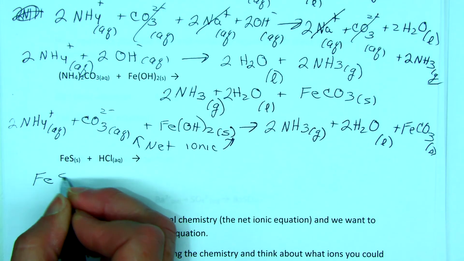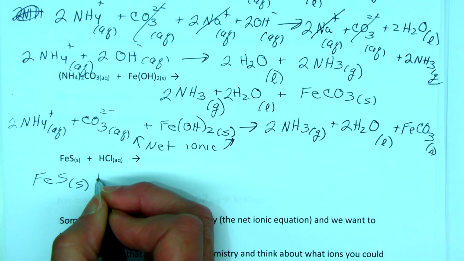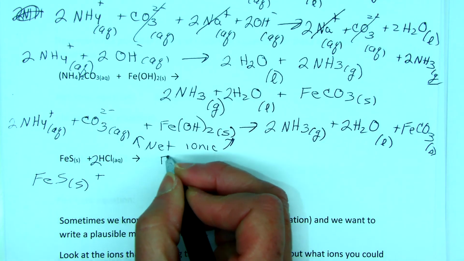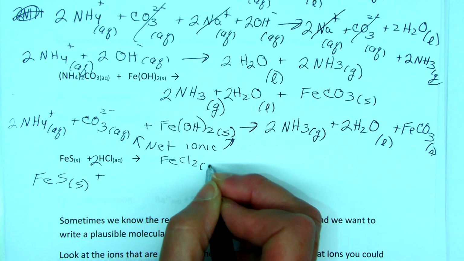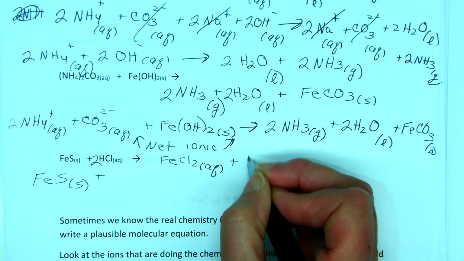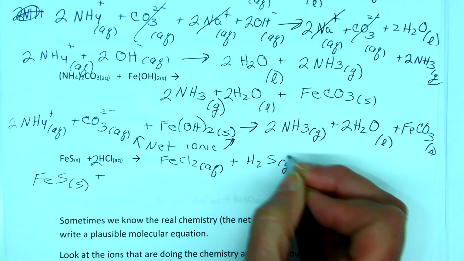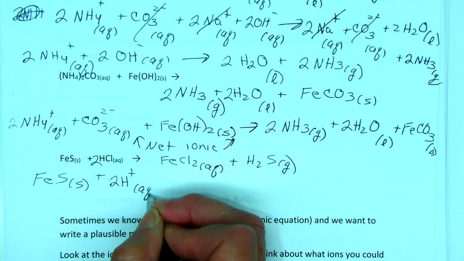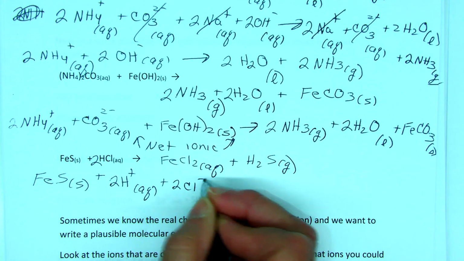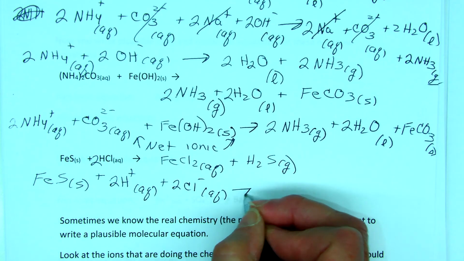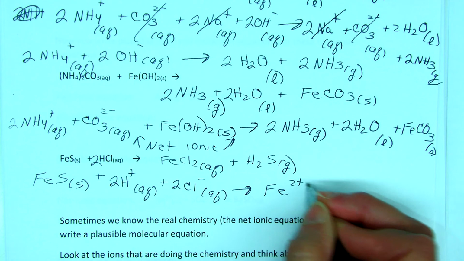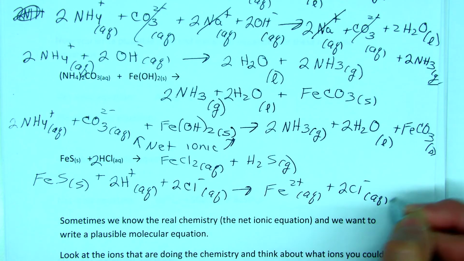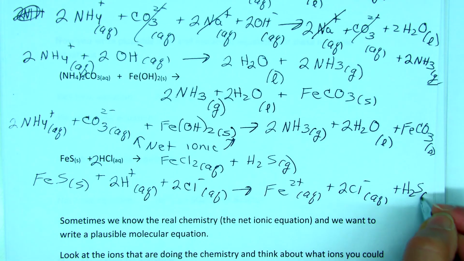Iron 2 sulfide solid plus 2 hydrogen plus HCl. We get iron 2 chloride, aqueous, plus hydrogen sulfide gas. So here, the HCl breaks apart, 2H plus aqueous, plus 2Cl minus aqueous, yields iron 2 aqueous, plus 2 chlorides aqueous, plus hydrogen sulfide gas.